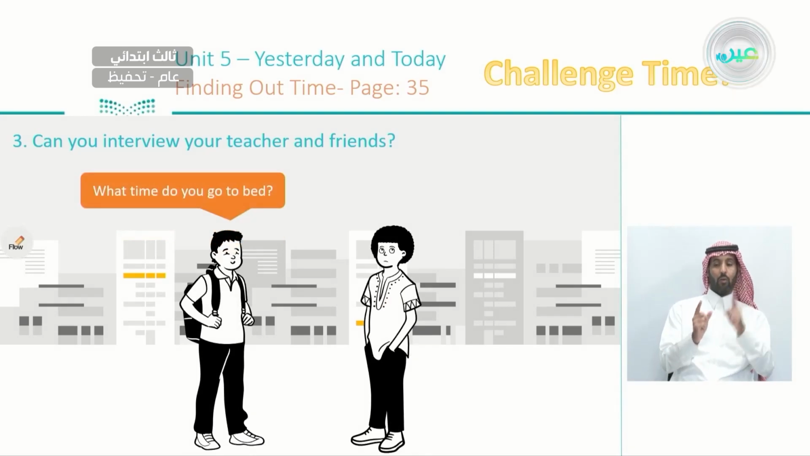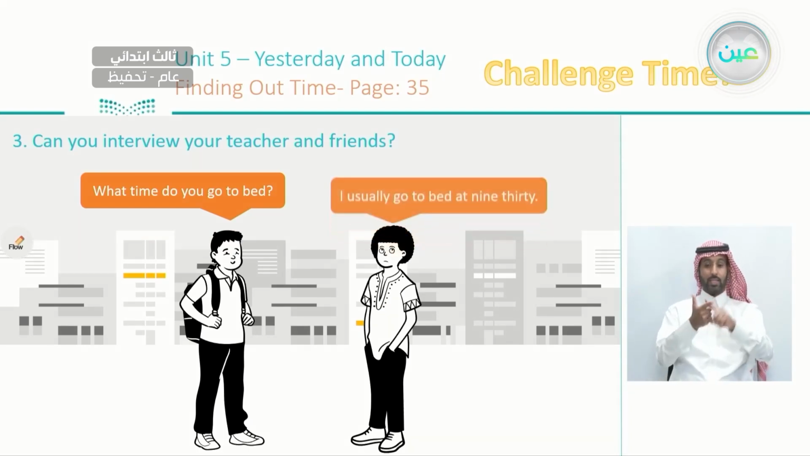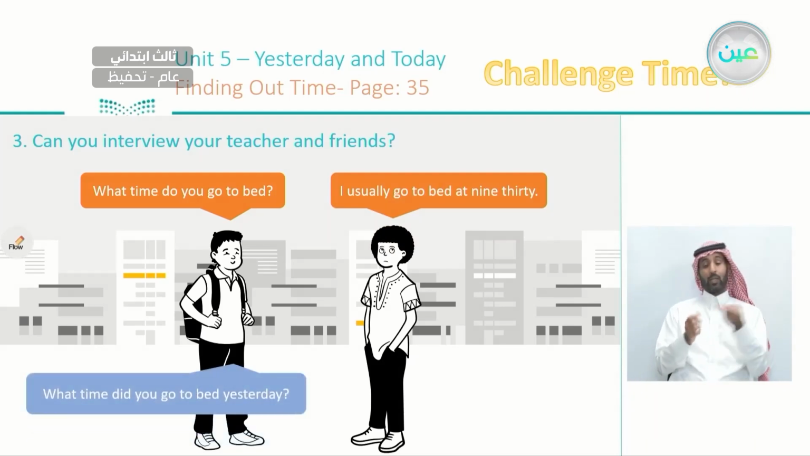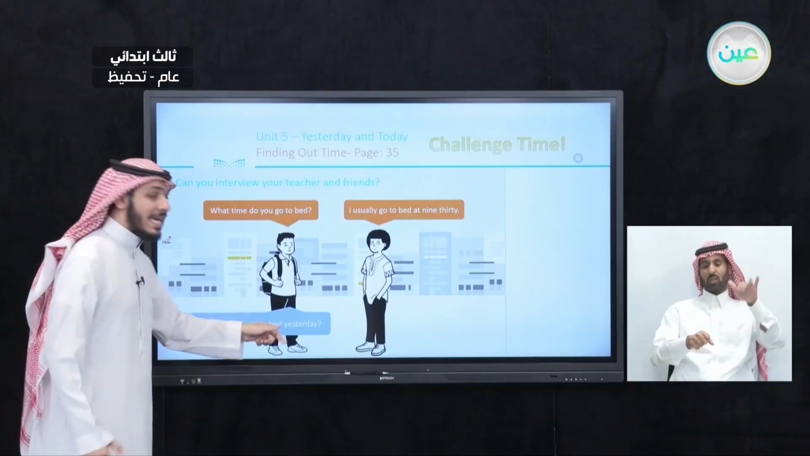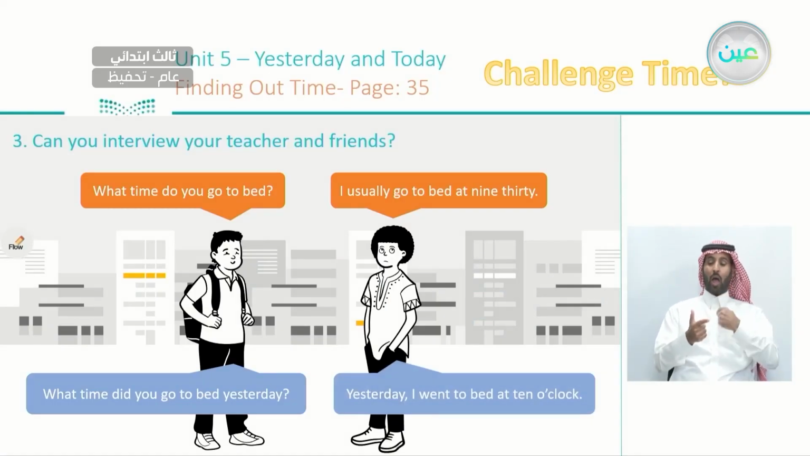The first one says what? What time do you go to bed? This is the first one. So the second person says what? I usually go to bed at 9:30. Okay, again, he asked another question. What time did you go to bed yesterday? He says, yesterday I went to bed at 10 o'clock.